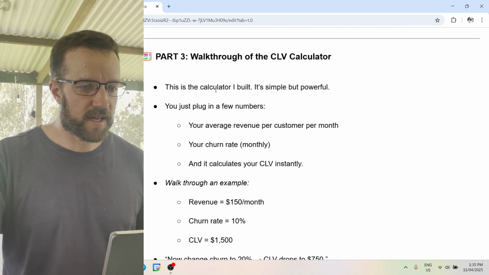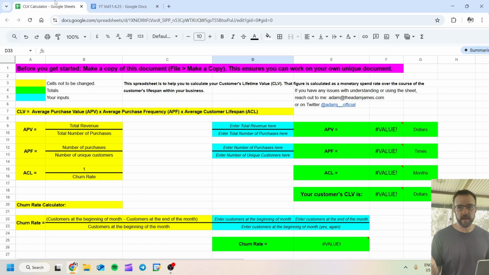So this is the calculator that I've built. It may look messy, but I'm going to run you through it. Customer lifetime value equals average purchase value times average purchase frequency times average customer lifespan.